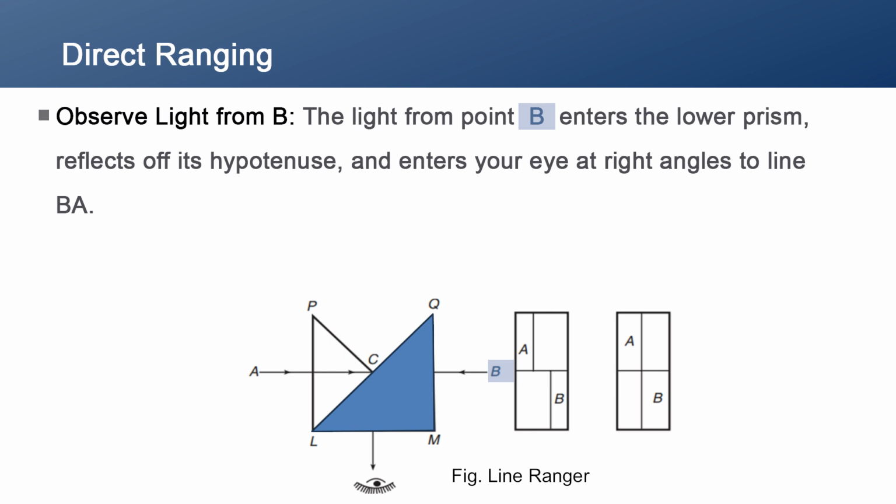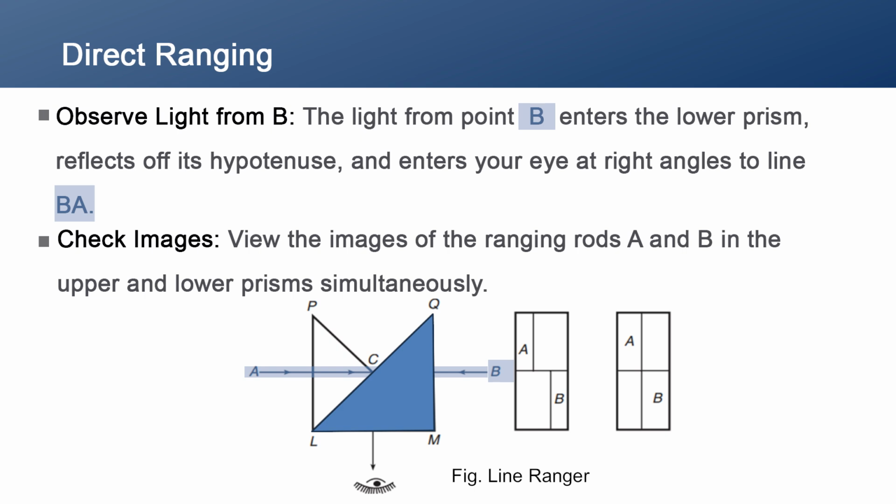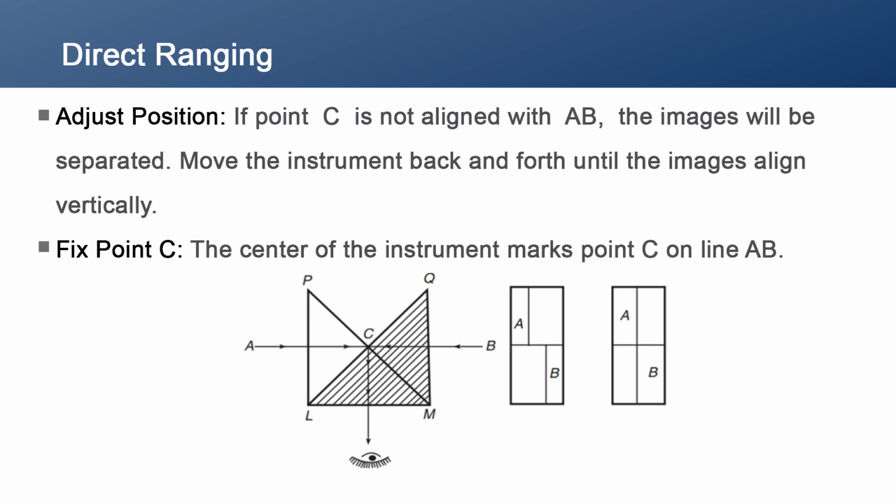The light from B enters the lower prism, reflects off its hypotenuse and enters your eye at right angle to the line BA. Check the images. That is, look at the images of the ranging rods A and B in the upper and lower prism simultaneously. Next, adjust position. If point C isn't in line with AB, the images will be separated. So, move the instrument back and forth until the images are aligned in the same vertical line. Next, fix point C. The center of the instrument will mark point C on the line AB for you.